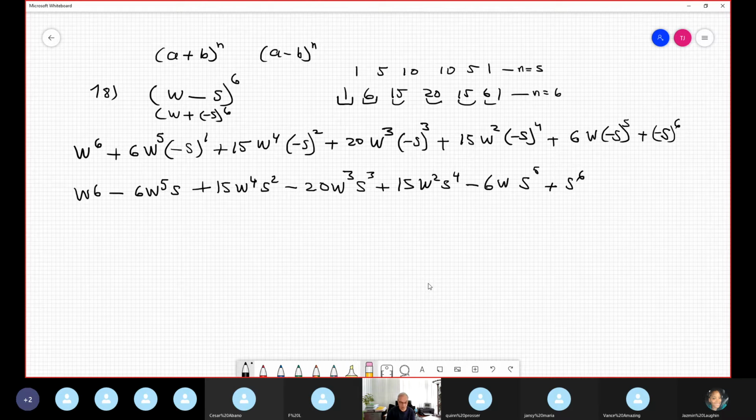So, you are strong, no? You are strong in how we can expand any binomial. It doesn't matter the exponent, that it is 6 or 7 or 10 or 20 or 200. I know that it is too long, no? But this is the idea.